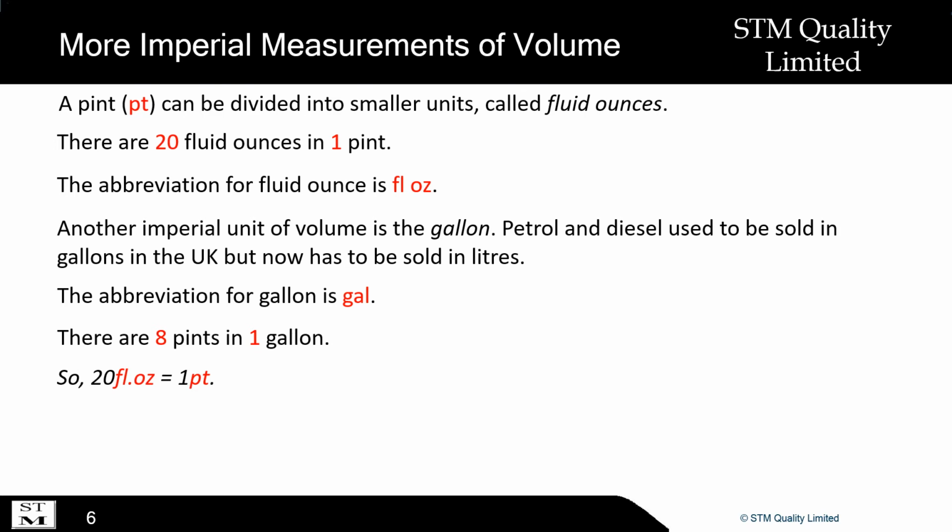So 20 fluid ounces is equal to 1 pint. 8 pints is equal to 1 gallon. So 160 fluid ounces is also equal to 1 gallon.